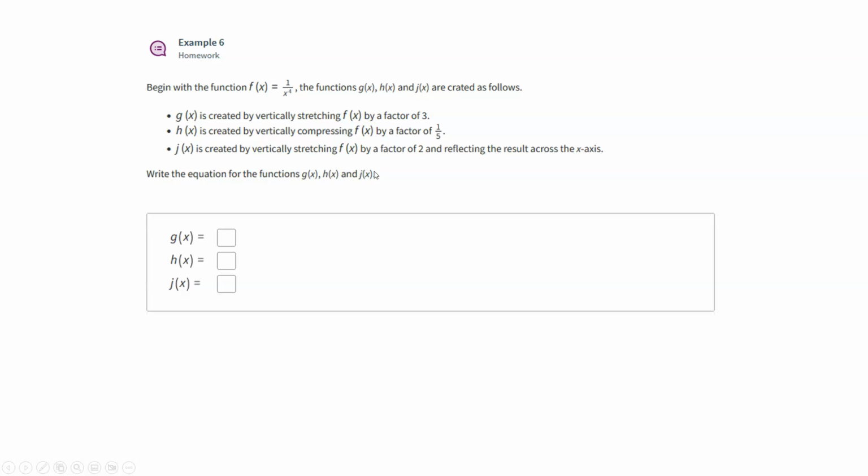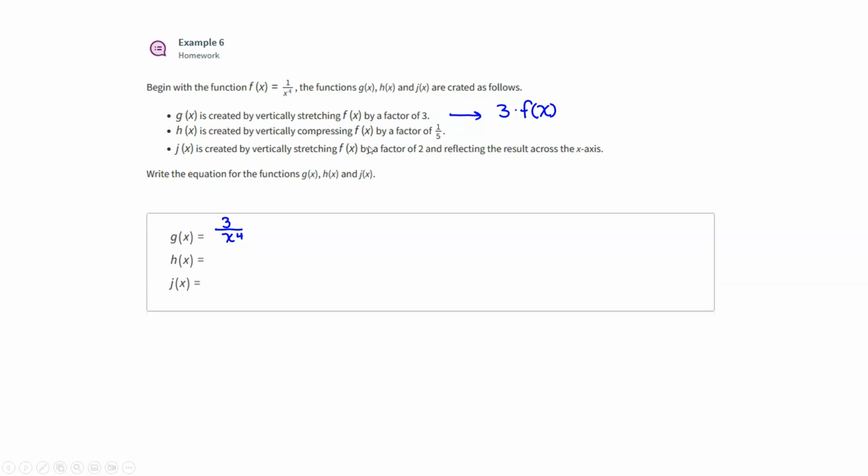Vertical transformations aren't that bad, because to vertically stretch f of x by a factor of 3 means you would be multiplying all of the y coordinates by 3, which means you're taking this function and multiplying it by 3. So this is going to be 3 times f of x. Well, 3 times f of x would be 3 times this 1 over x to the 4th, which would give you 3 over x to the 4th. So that would be the equation for g of x.